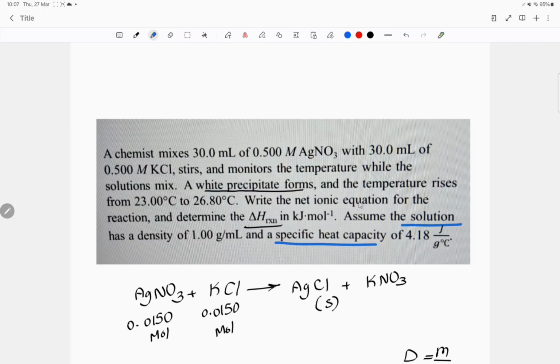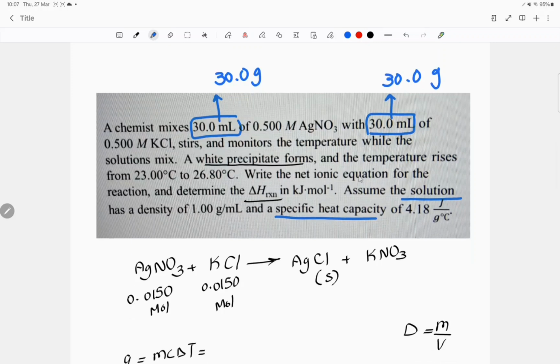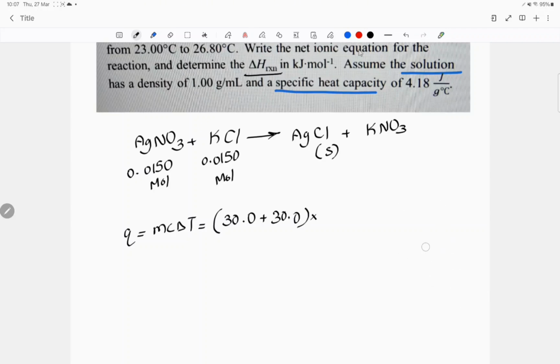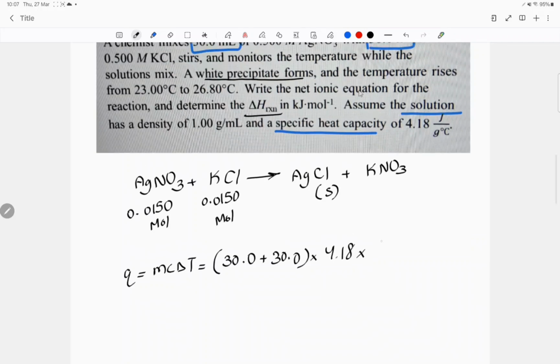Okay. Now I know that this is going to be 30 grams. And that's going to be also 30 grams. So put them together. That's going to be 30 plus 30 times C, which is 4.18. Exactly. And delta T, which is the final T, which is 26.80 minus 23. Exactly.